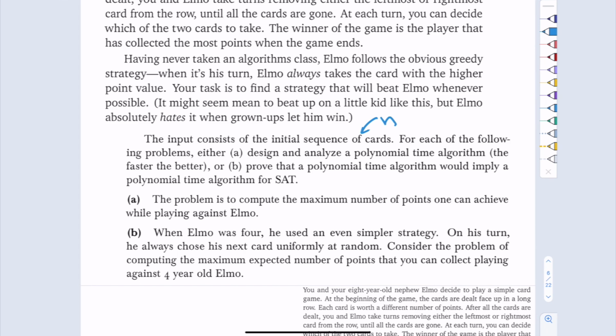Okay, does Elmo's game make sense? Yeah. Are the cards face up or face down? The cards are face up. Yeah, you see all the cards, and you want to optimize this sequence.